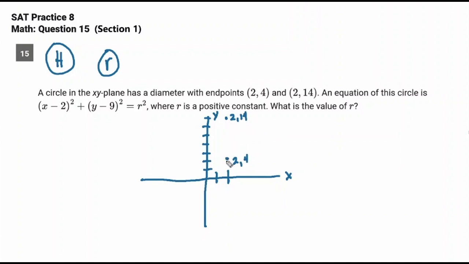These are the endpoints of the diameter of the circle. If you want, you can draw the circle in here. It doesn't have to be to scale or anything like that. This is the diameter of the circle. That's what ETS tells you.